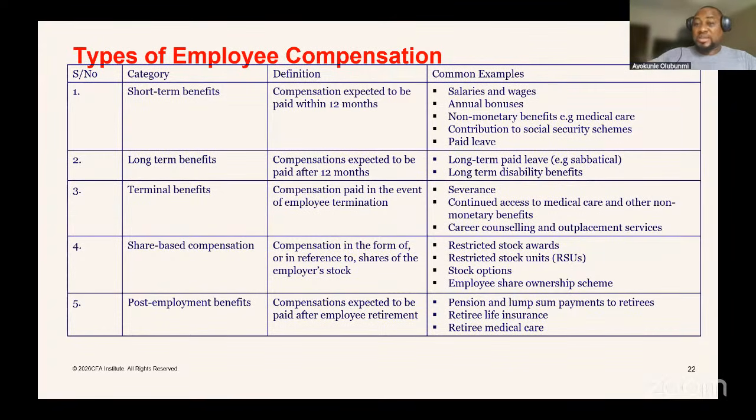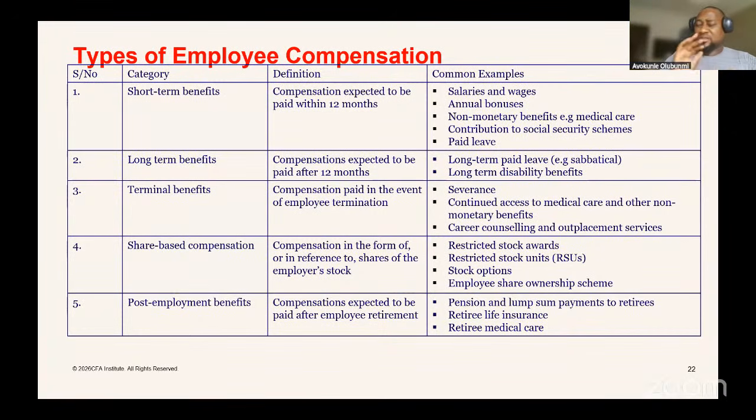Long-term compensation are those that you qualify for and collect after a year. For you to even qualify for it, you must work for more than a year. For instance, assuming you have a sabbatical, some organizations, if you work for them for 7 years, you can take a year to rest. You can call it long-term paid leave, which is most common in academics. You can also have long-term disability benefits. Some companies tell you that after you work for a particular number of years, if anything happens to you, they're going to take care of it.